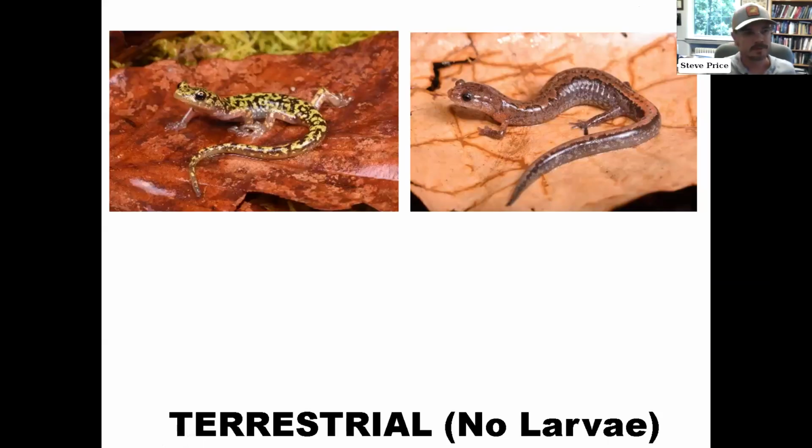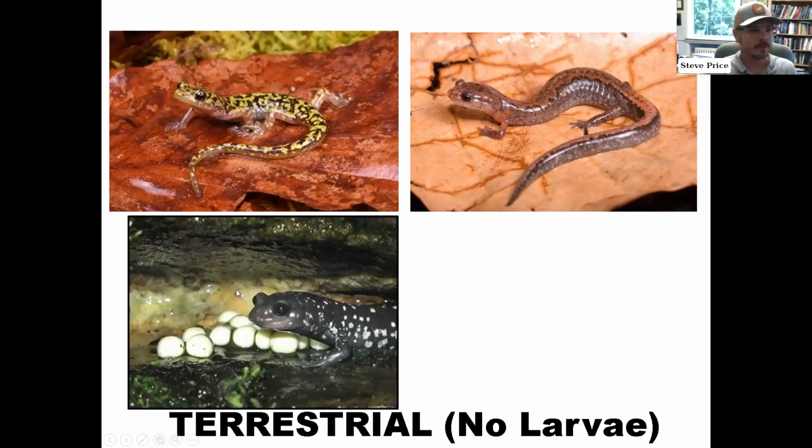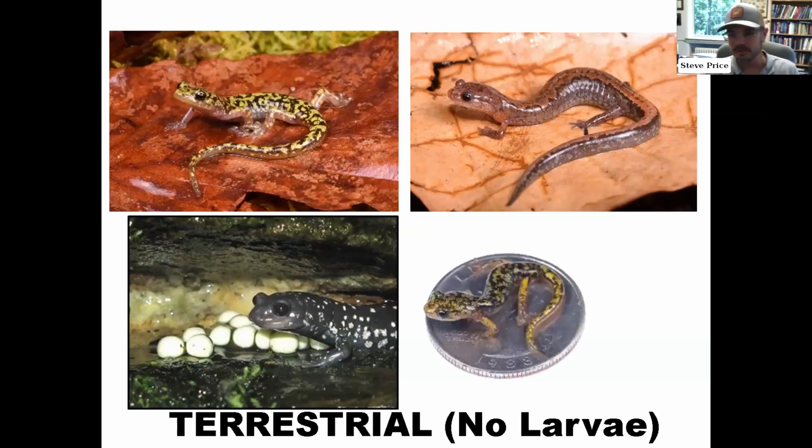Now, our final group of salamanders are the terrestrial ones. They have no larvae. So these animals will lay their eggs, usually in some kind of moist, protected environment, like a rocky crevice, or under logs or under leaf litter. And the adults, females, will stay with these eggs until they hatch. And the babies hatch out as miniature versions of the adult.